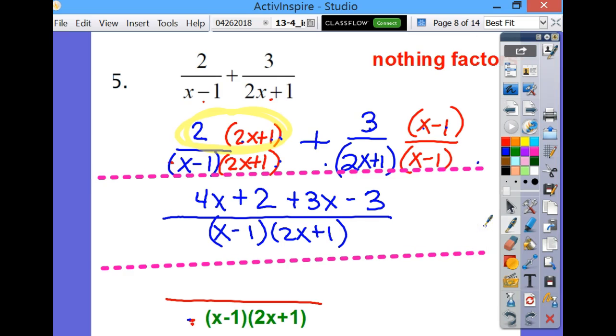Next step. The next step is to combine like terms. 4x and 3x would make 7x, and 2 and -3 would make -1. Nothing else will reduce. There's your answer.